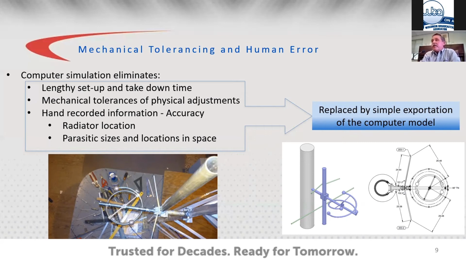is the radiator in space, where are the parasitics in space, and all the dimensions of all the parasitics and so on. So these are all sources of error. With computer simulation, once the geometry is defined, the computer model can just simply be exported into CAD drawings. So it's kind of like replacing old timers' arts and crafts with modern technology.